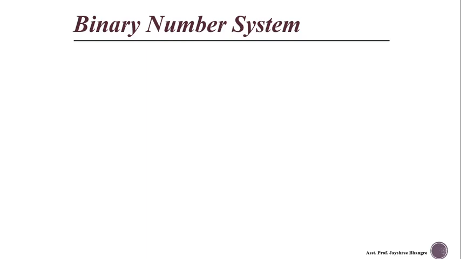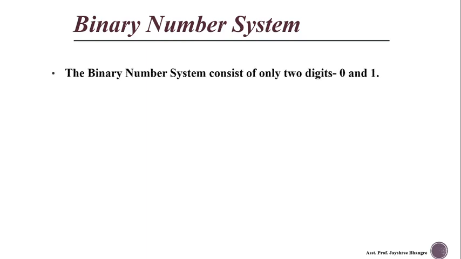The next number system is the binary number system. The binary number system consists of only 2 digits. Bi means 2, so this number system consists of only 2 digits, that is 0 and 1. Whatever number is presented in the binary number system is nothing but a combination of 0 and 1 only. Since this system uses 2 digits, it has base 2.